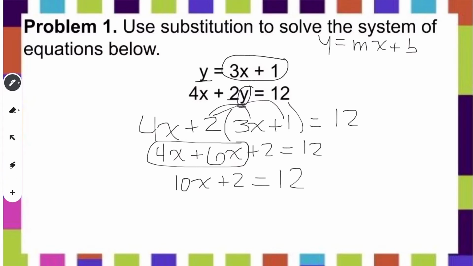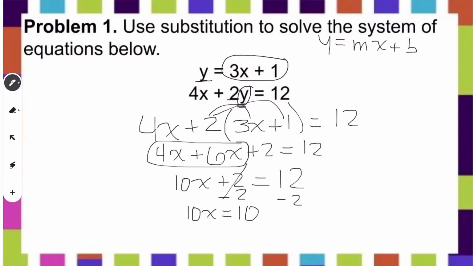Remember, the purpose of this step is to have our variable terms on the opposite sides of our constant. So I want to take this 2 over here and bring it to the other side. The opposite of adding 2 is subtracting 2, so I subtract 2 from both sides. These eliminate because they're additive inverses. I bring down my 10x, bring down my equal sign. 12 minus 2 gives me 10. I'm done with inverse operations.